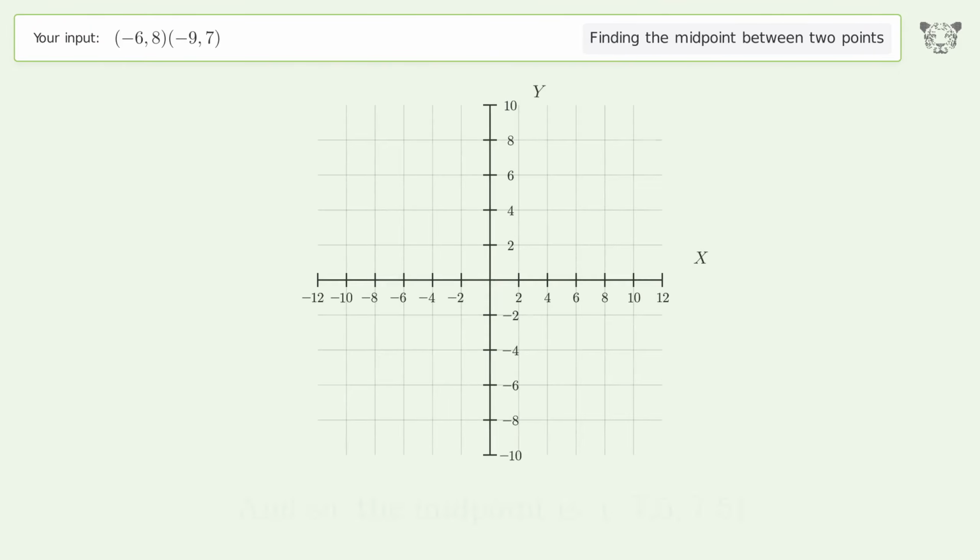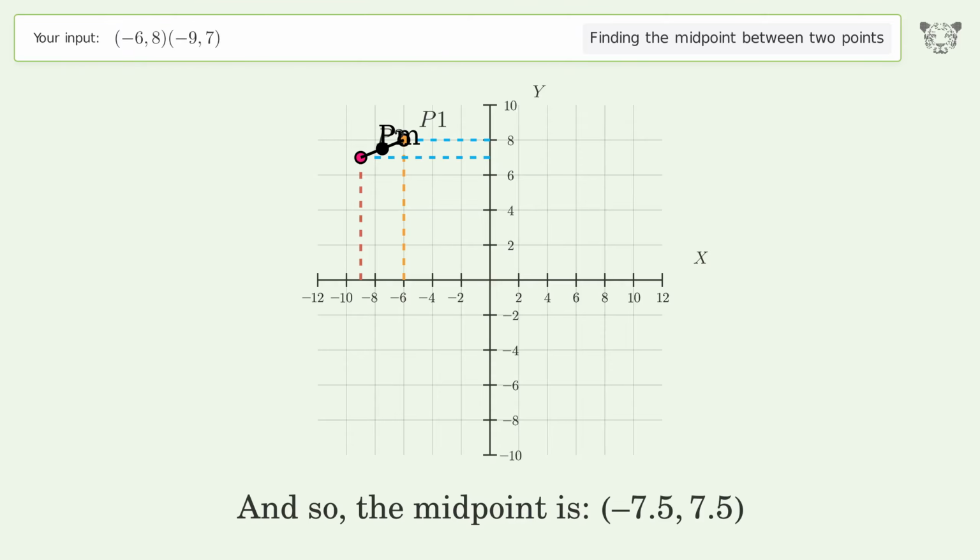And so, the midpoint is negative 7.5, 7.5.